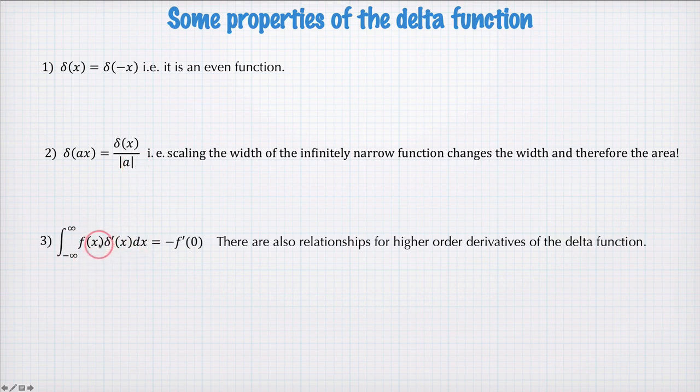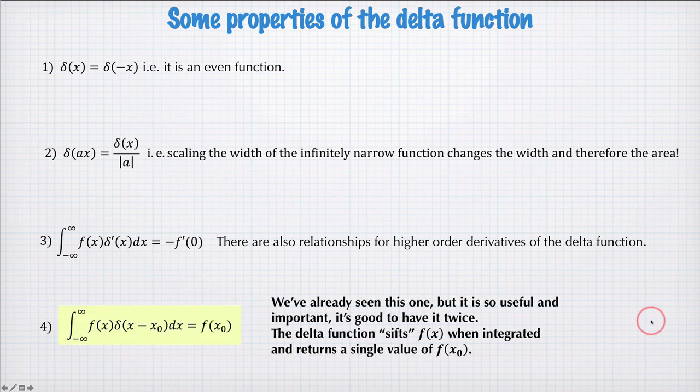You can also look at the derivatives of the delta function, and you can integrate over the derivative of the delta function, and that selects out, in this case, the negative of the derivative of your function f of x. There are also relationships for higher order derivatives of the delta function, which I'm not going to include here.